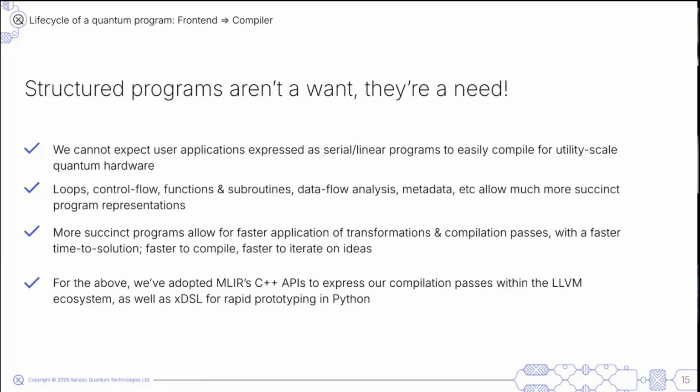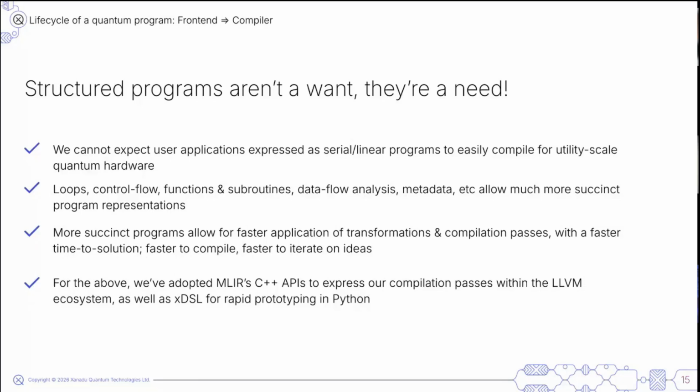We need loops, we need control flow, we need the ability to have arbitrary functions and subroutines. We need to be able to do data analysis. We need to carry metadata, and all the things we haven't even thought about yet, to make sure that our program is fully expressible, transformable, and analyzable as it flows through our compiler ecosystem. As we make smaller programs, we can do easier transformations on them, and then we can do faster iteration on the R&D necessary.